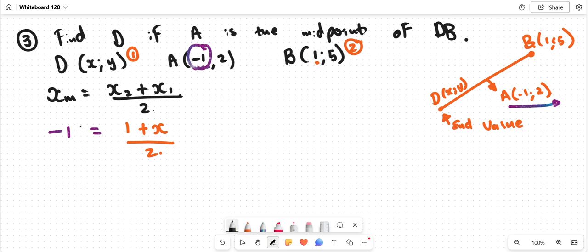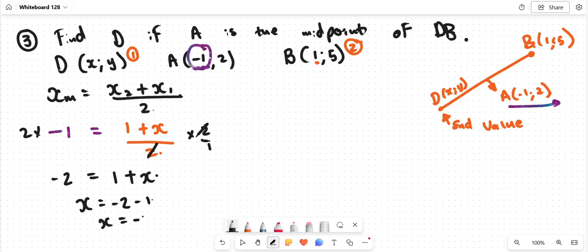And how you go about solving that is you always times by 2 on both sides, because there's always going to be the 2 that is dividing. So if you times by 2 on both sides, these cancel. This gives you negative 2 equals 1 plus x. And if you take that over, x is equal to negative 2 minus 1, and x is negative 3. I hope you guys can see that.